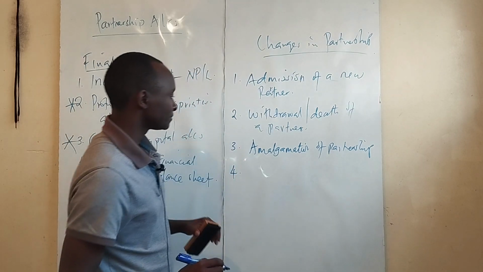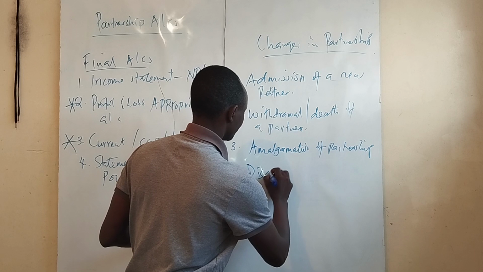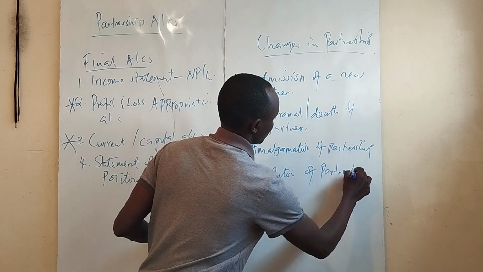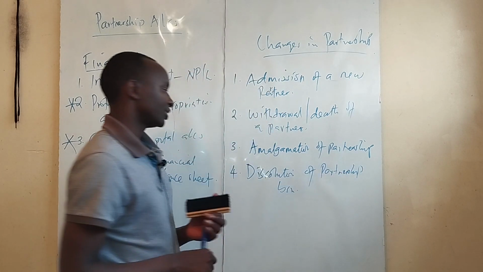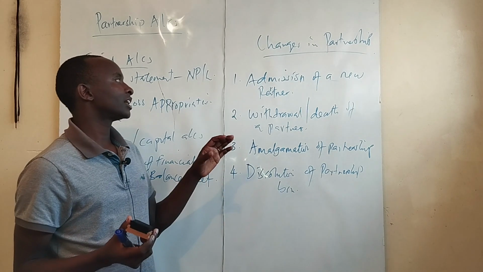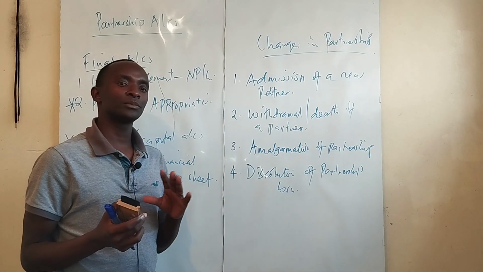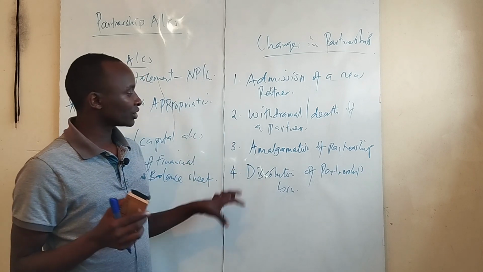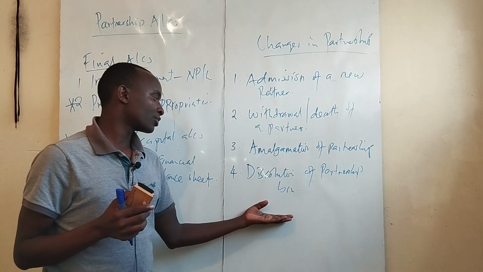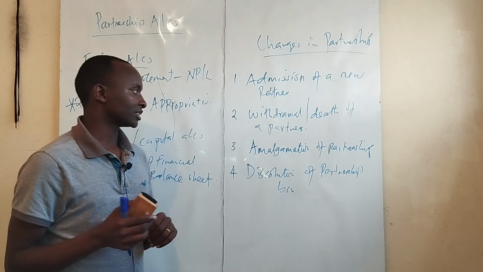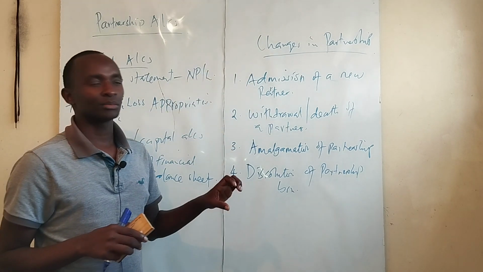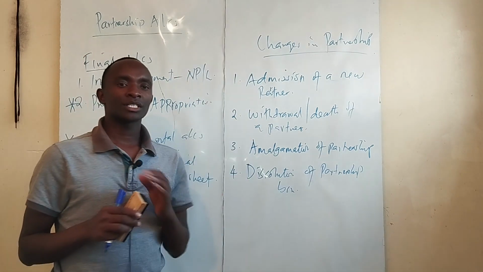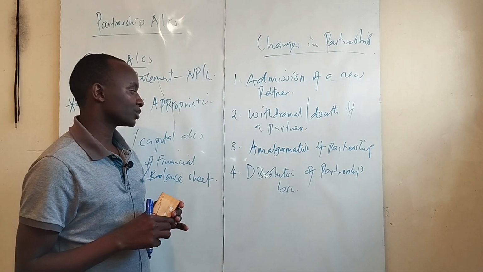And maybe number four is dissolution of partnership business. Dissolution means if the partners have decided that this partnership, we are going to dissolve it, meaning we are going to make it non-existent. So there is an accounting arrangement for how to do the dissolution of a partnership business. So all these, ladies and gentlemen, we are going to see each and every one of them in our subsequent tutorials.